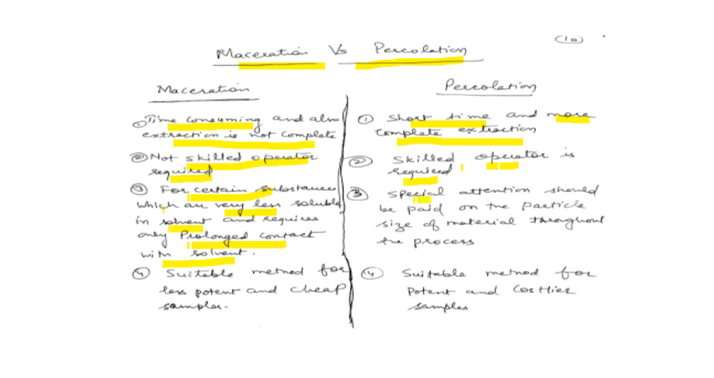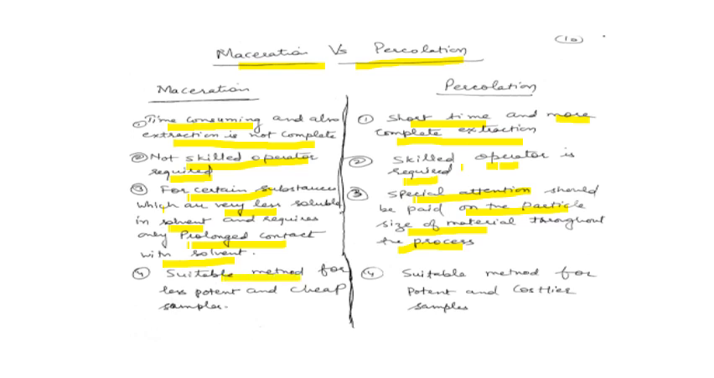Special attention should be paid to the particle size of the material throughout the process. We know that in percolation size reduction is one of the steps. If it is not of the appropriate size, we have to reduce its size so that the percolation can be performed. So the special attention in percolation is on size, and in maceration the prolonged contact with the solvent is required.